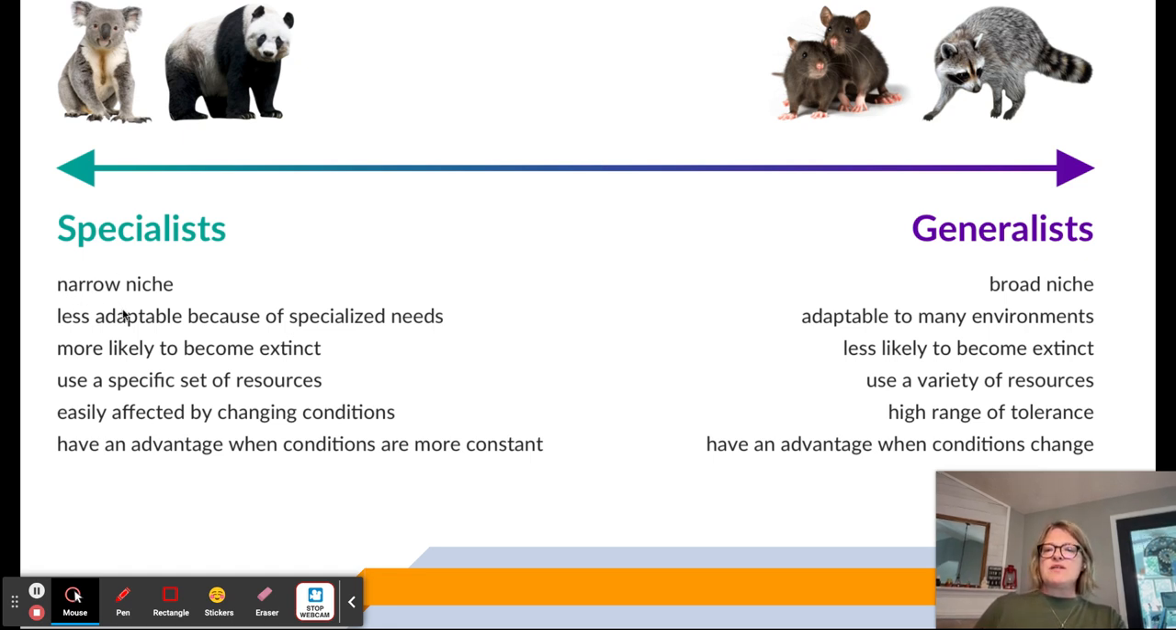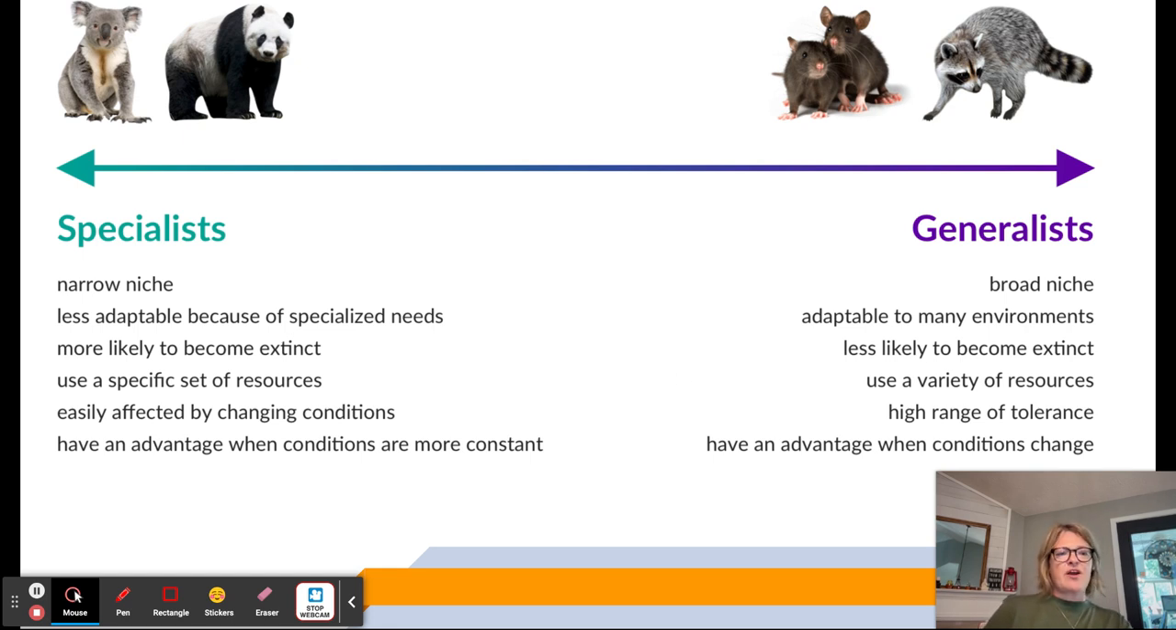But in general, specialists have these characteristics: a narrow niche, less adaptable, they can become extinct quite easily, they use a specific set of resources, they're easily affected by changing conditions, and they do have an advantage when conditions are more constant. They have a very narrow niche, which means there's not a lot of competition for their resources. So that is an advantage to them if the conditions stay constant and there are no disturbances.